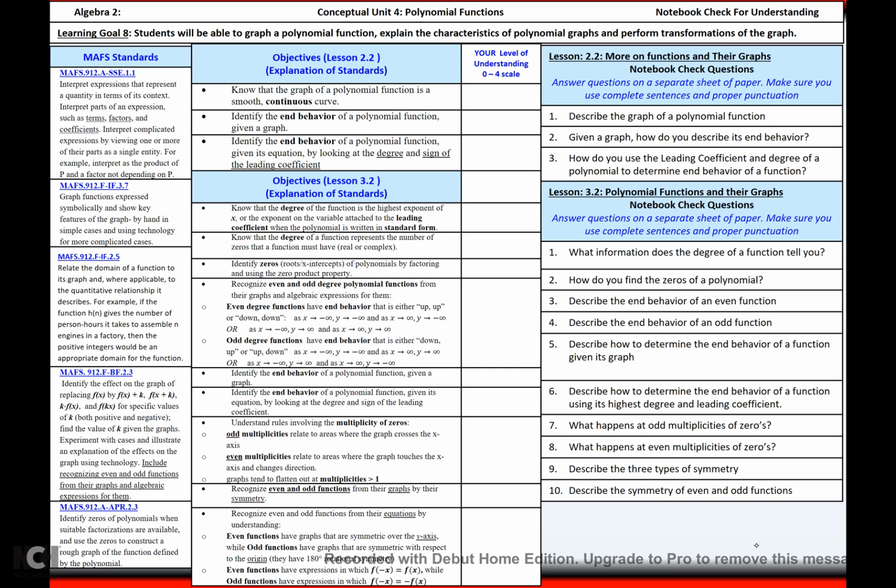Today we're going to start Conceptual Unit 4. We're going to be talking about polynomial functions in this unit. We're going to start with functions and their graphs and talking about whether they are even or odd, and to describe its end behavior.